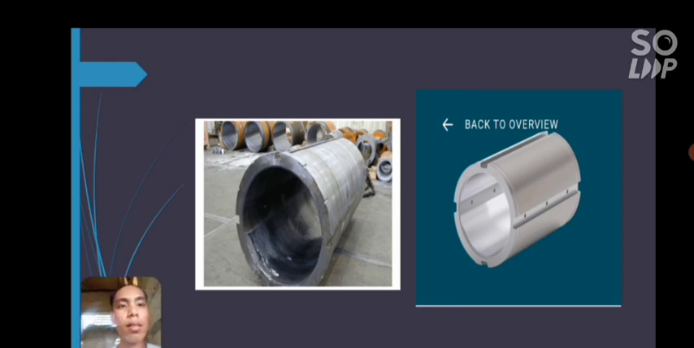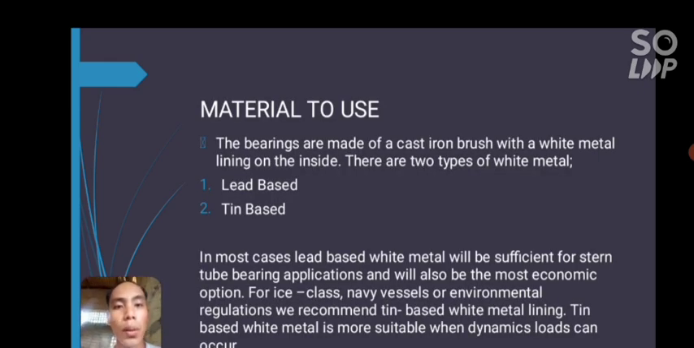Next, the material used for the stern tube bearing. The bearings are made of cast iron with a white metal lining on the inside. There are two types of white metal. The first is lead base and the second is tin base.